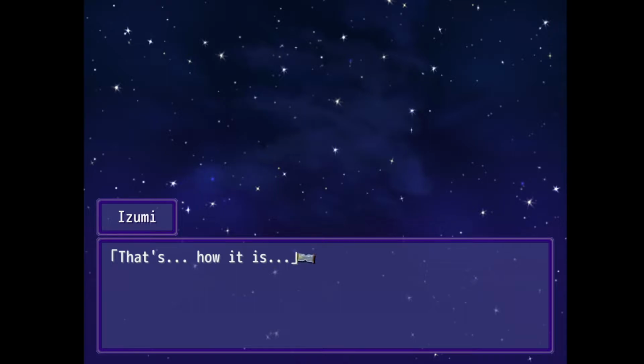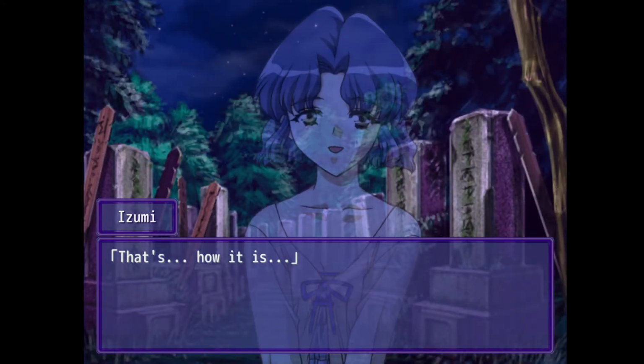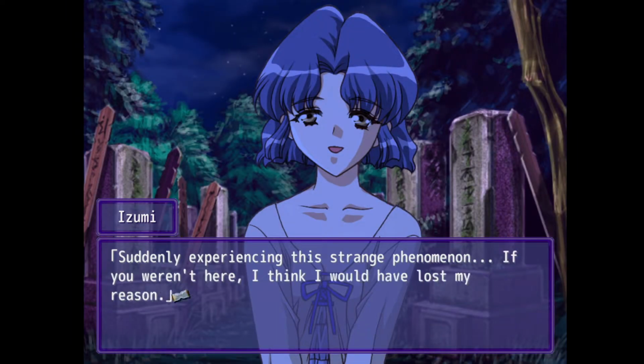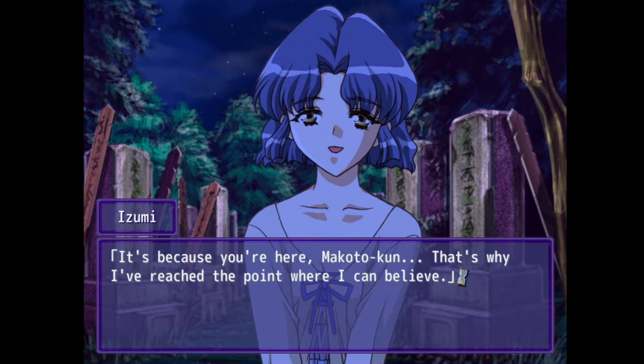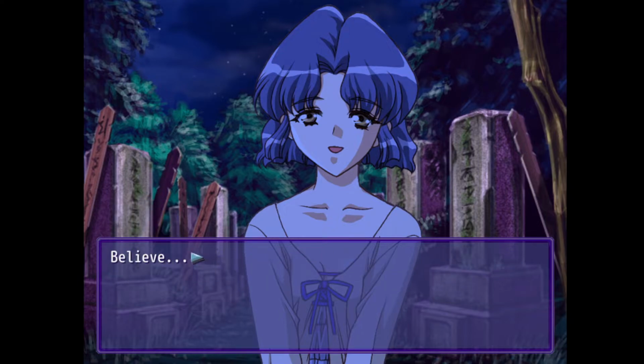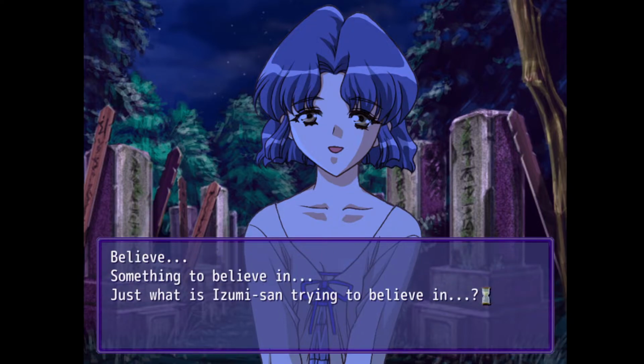No. I flatly deny this. Suddenly experiencing the strange phenomenon, if you weren't here, I think I would have lost my reason. It's because you're here, Makoto-kun, that I've reached the point where I can believe. Actually, because you're here, Makoto-kun, that's the reason why the phenomenon happened anyway. So, your point... believe. Something to believe in. What is Izumi-san trying to believe in?